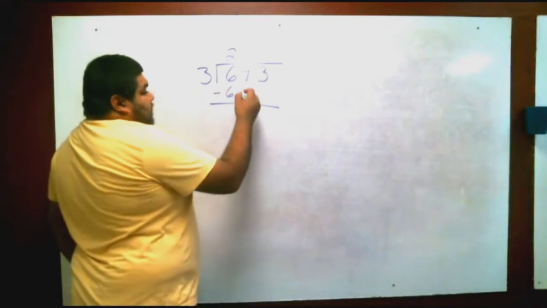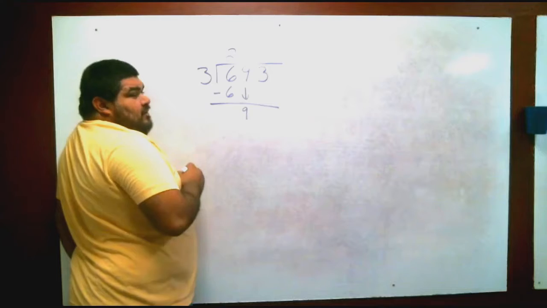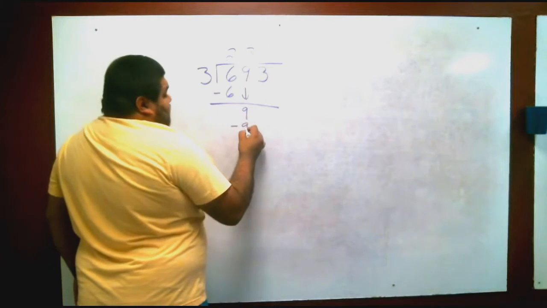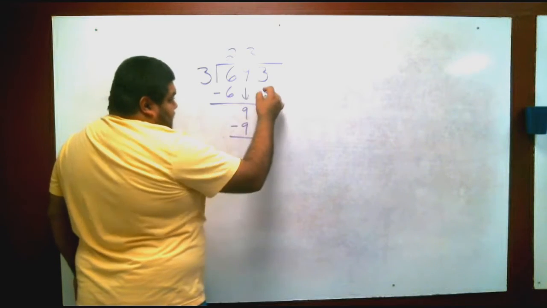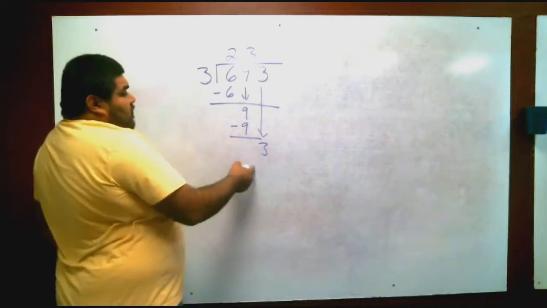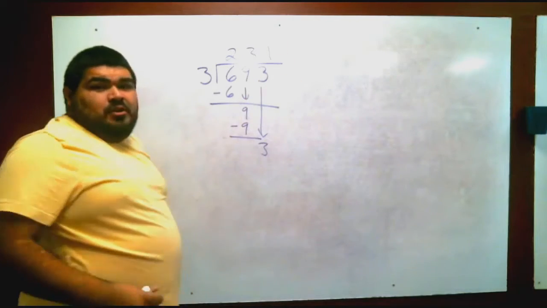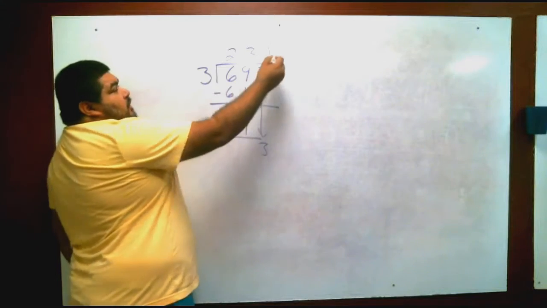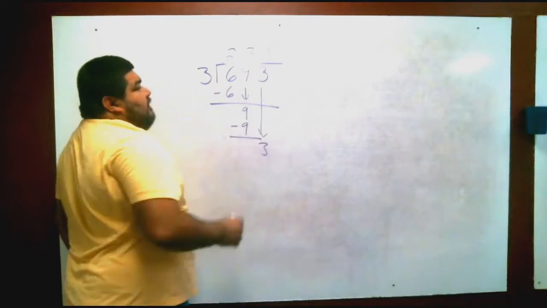So we have 0, we bring down the 9. 3 can go into 9 3 times, minus 9. Again, we bring down the 3, right? And then 3 can go into 3 one time. So your answer is 3 can go into 693 231 times.